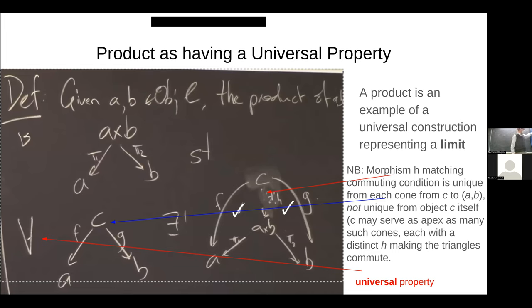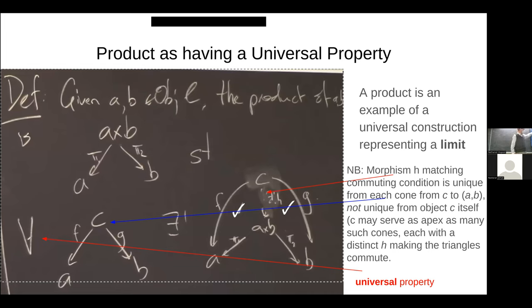Please. So from C is not unique, just from the cone is unique. It's from the cone involving the C. So great question. That's an awesome question. It took me three years to ask that question. Three or four. It's a great question.